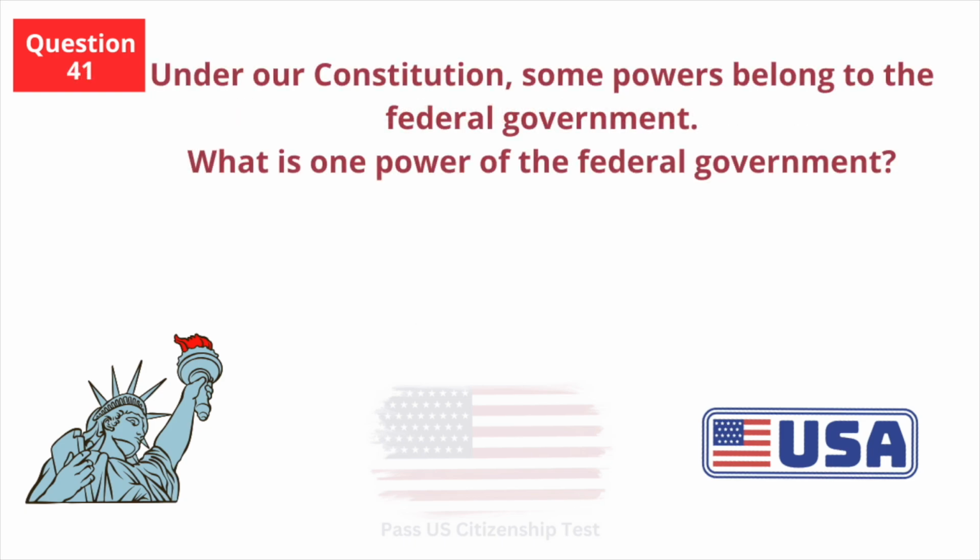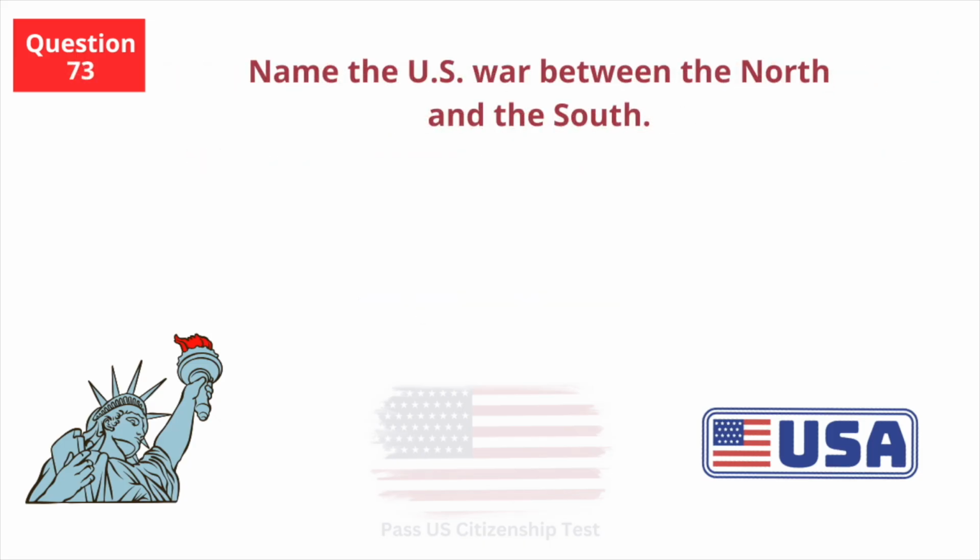Under our Constitution, some powers belong to the federal government. What is one power of the federal government? To print money. Name the U.S. war between the North and the South. The Civil War.